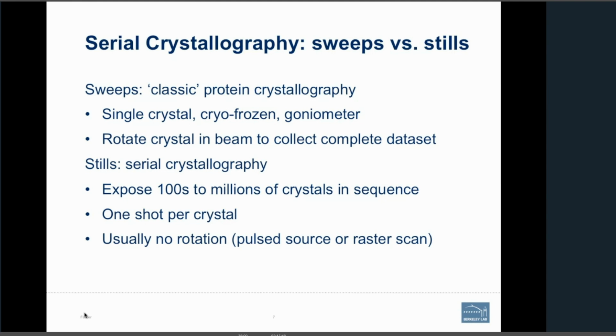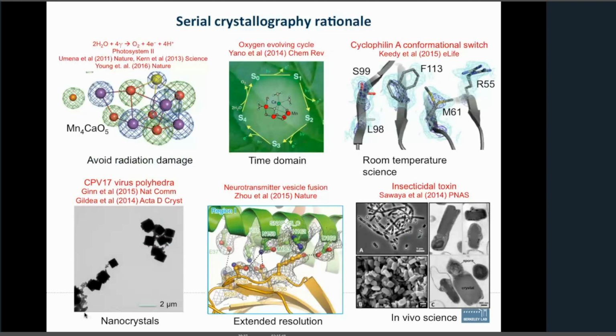Usually there is no rotation involved when collecting these data because we're using a pulse source where you have a 40 femtosecond wide pulse of photons at an X-ray free electron laser, or at a synchrotron rastering through a chip filled with thousands of microcrystals on a microfocus beamline. And so because of this, we only get one shot per crystal. And why would we want to do serial crystallography?